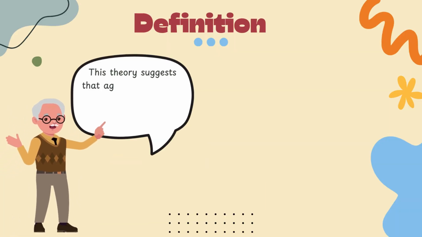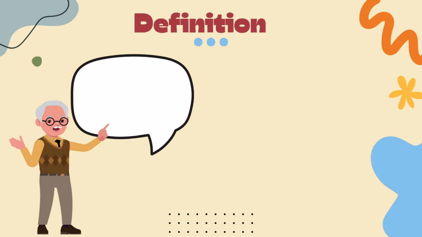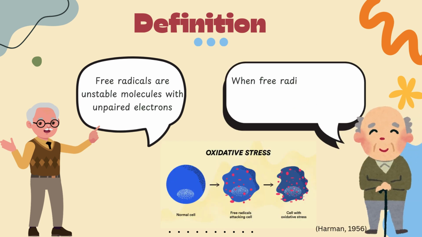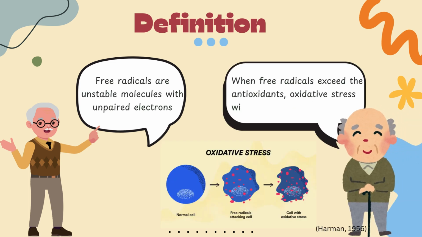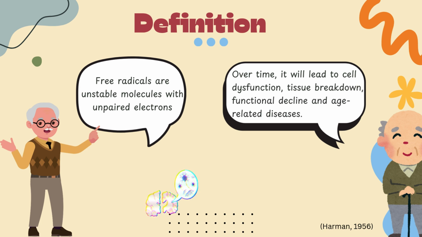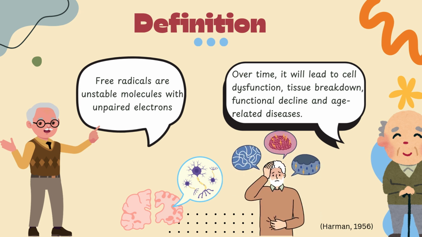This theory suggests that aging results from accumulation of damage caused by free radicals. Free radicals are molecules with unpaired electrons that are naturally produced in our bodies. When free radicals exceed antioxidants, the molecules that will neutralize free radicals, oxidative stress will occur. Over time, because of the free radicals accumulation, it will lead to cell dysfunction, tissue breakdown, functional decline, and age-related diseases such as Alzheimer's disease and Parkinson's disease.